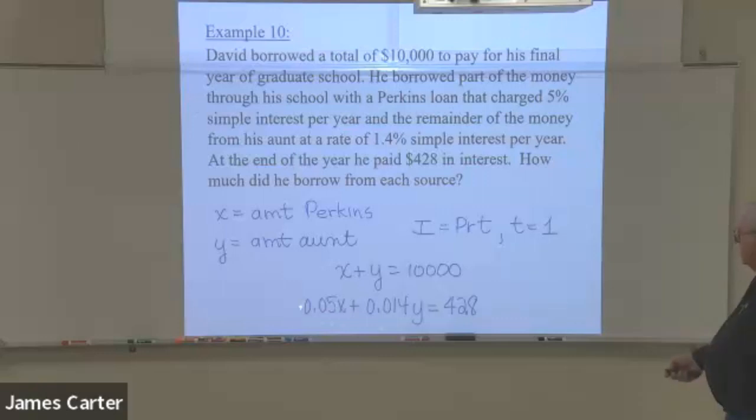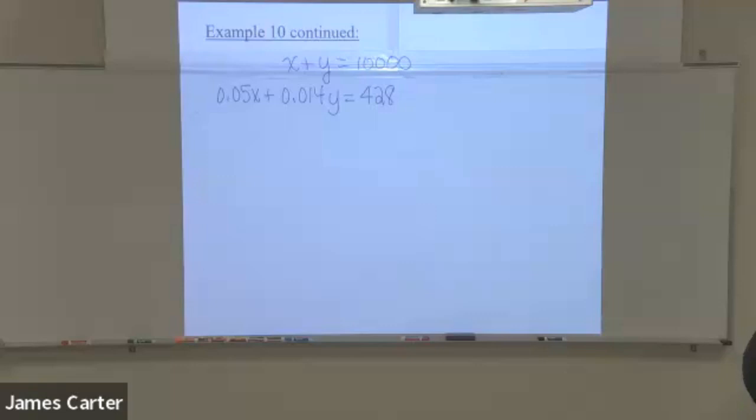And in this case, the interest rate times the principal, and the interest rate times the principal, equals the total interest paid. So here we got amount borrowed, amount of interest. I'm bringing these forward now.